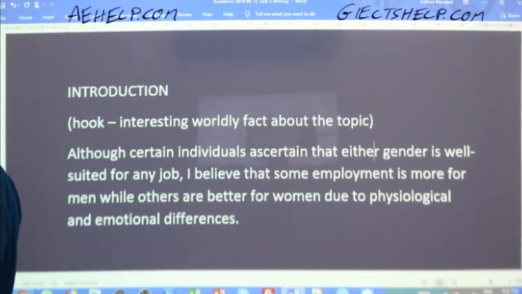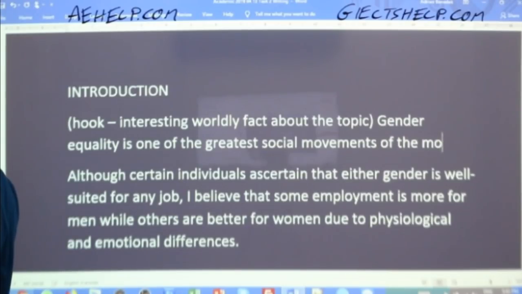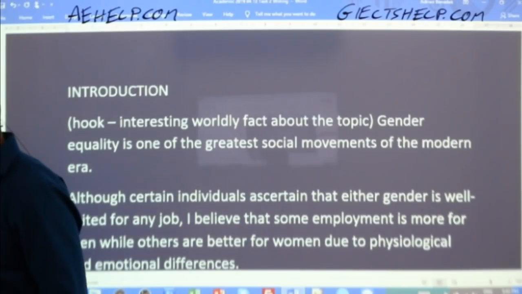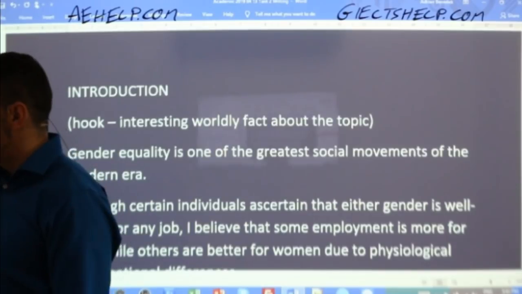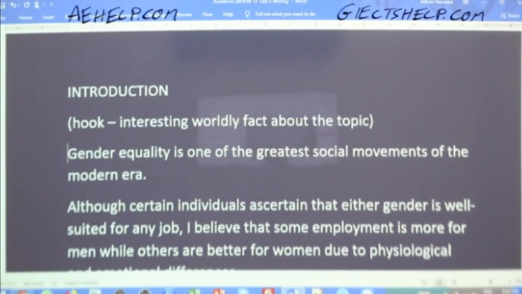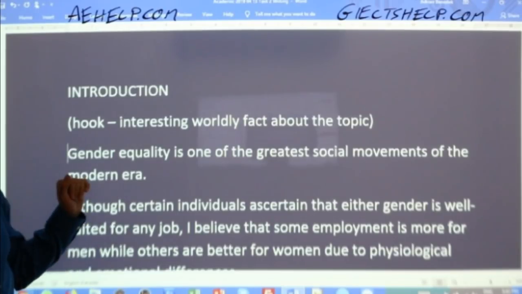Yeah, so I'll write a hook for you here. A couple of you asked for an example. So gender equality is one of the greatest social movements of the modern era. There you go. So that's a worldly fact that I think most of us can agree with, and it will catch the attention of the reader and make them realize that I understood that task 2 question and I know what we're talking about. So gender equality is one of the greatest social movements of the modern era.